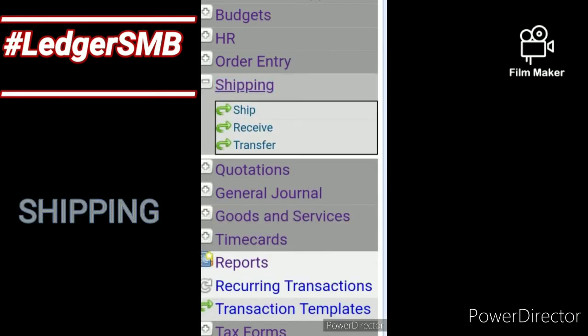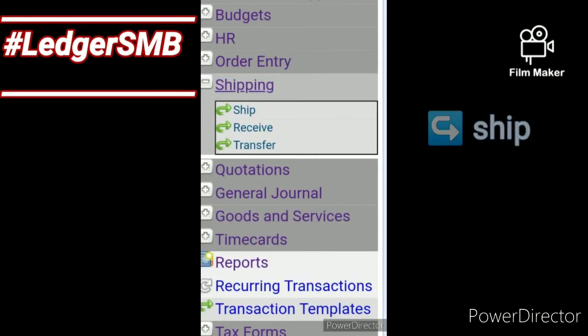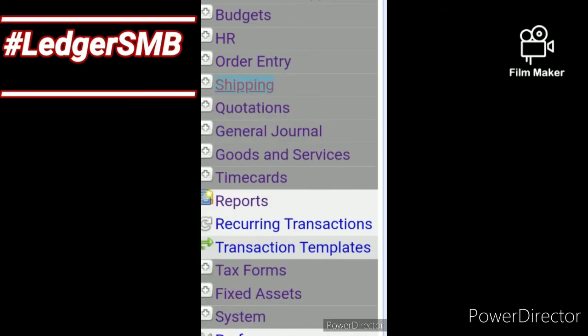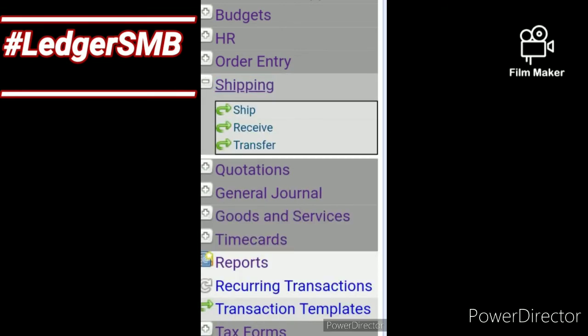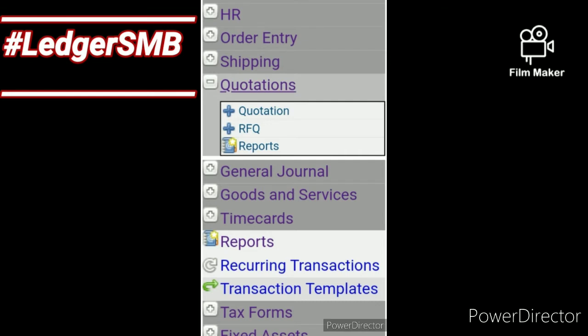The categories of shipping are ship, receive, and transfer. Power of shipping capabilities and real-time updates, but where ERP falls short of shipping and logistics capabilities, shipping software enhances the ERP system. For example, ShipWorks helps improve the ERP system by enabling real-time data transmission.